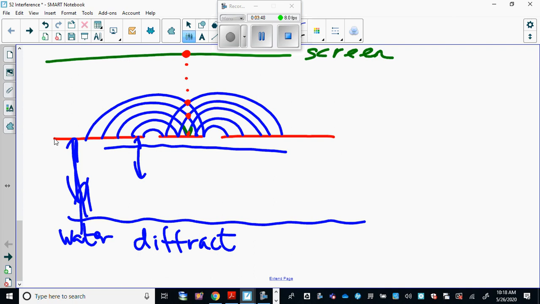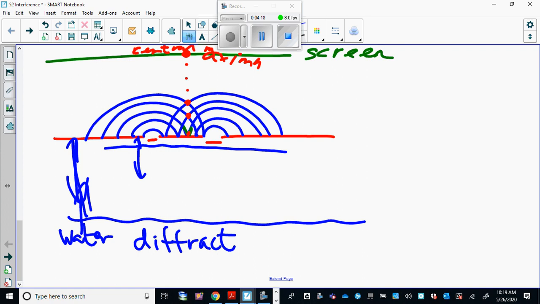When it hits this screen, you are going to have all this constructive interference, and it's going to produce what we call a central maxima. Central maximum, right in the middle, which is funny, isn't it? Because here's the slit and here's the slit, and then right in the middle there, you're going to get a central maximum. You're going to get a point where there's all this constructive interference.